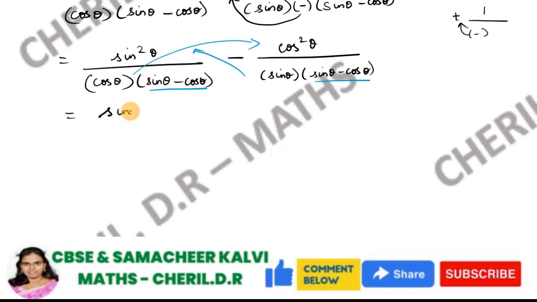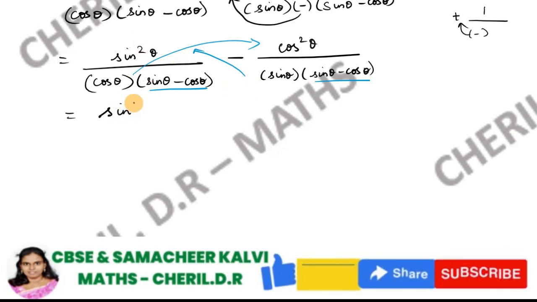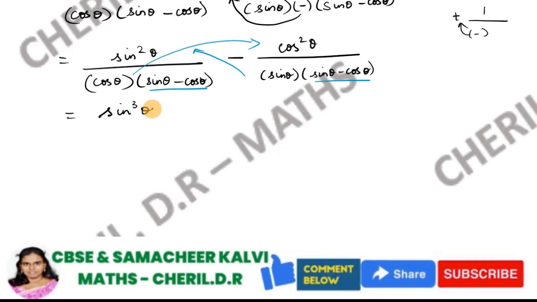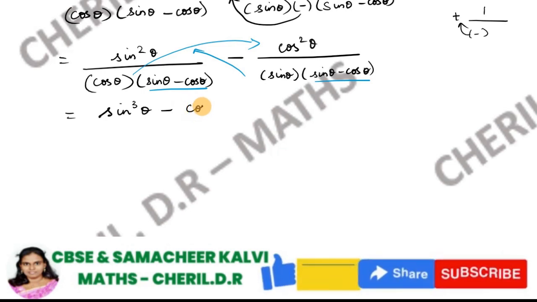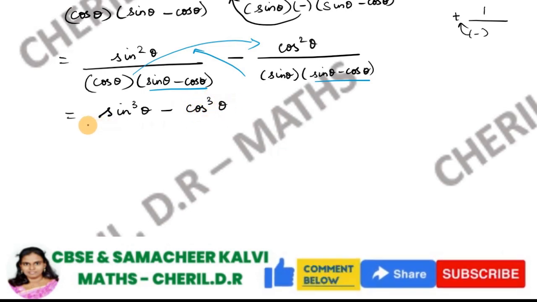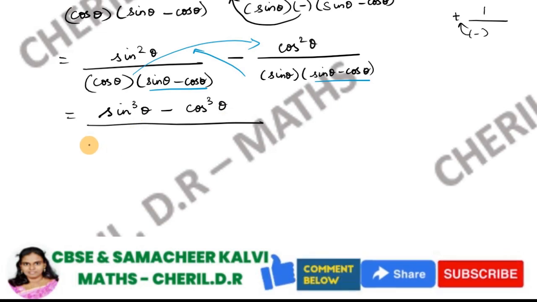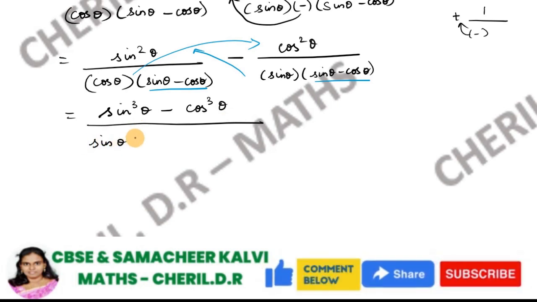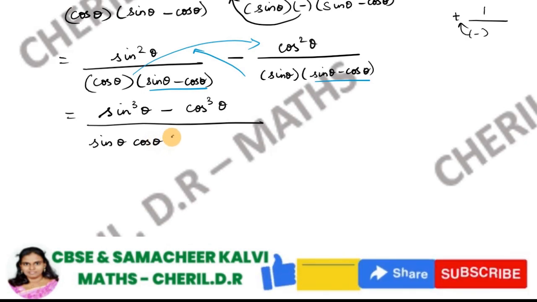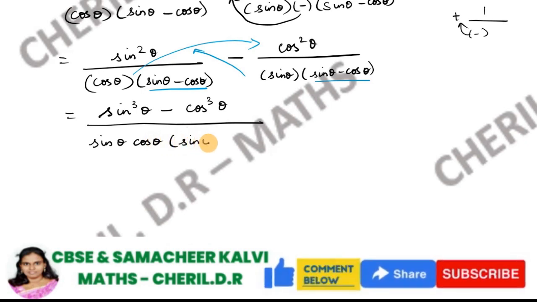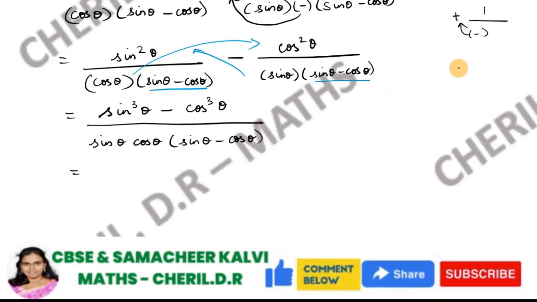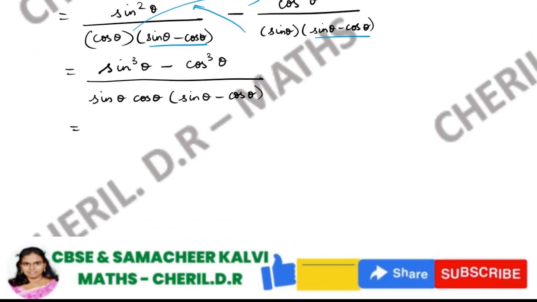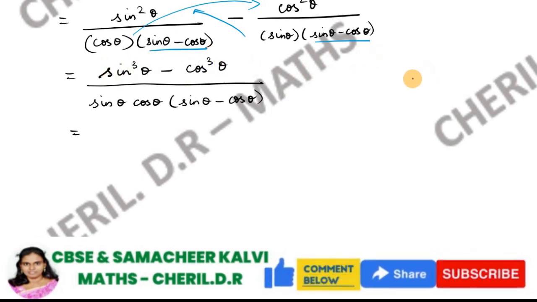You will get sin square theta into sin theta, so it is going to be sin cube theta. And then minus cos square theta into cos theta, which is cos cube theta, divided by, in the new denominator, sin theta cos theta into sin theta minus cos theta. Got it? So now can I say that this is of the form a cube minus b cube?